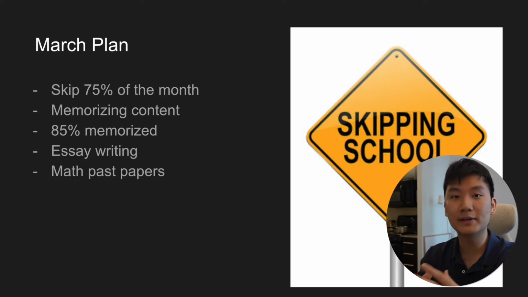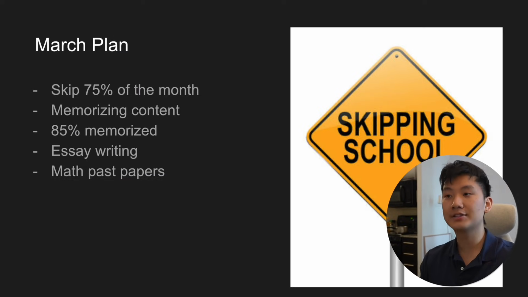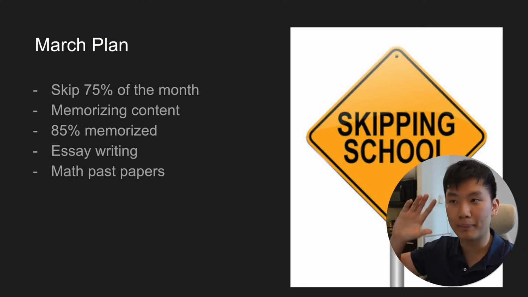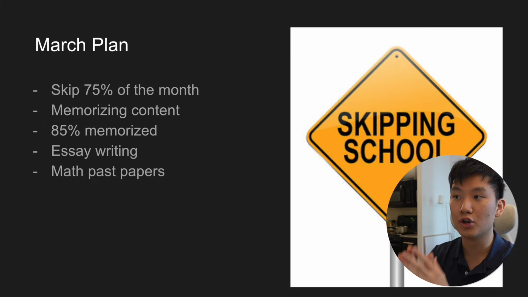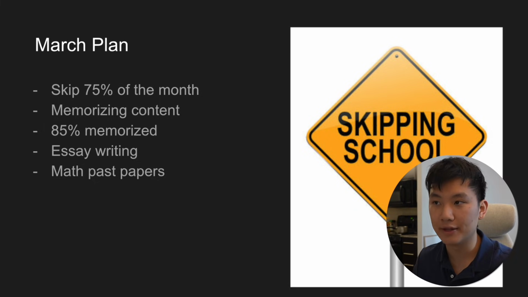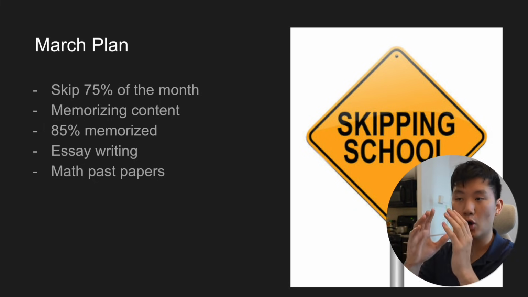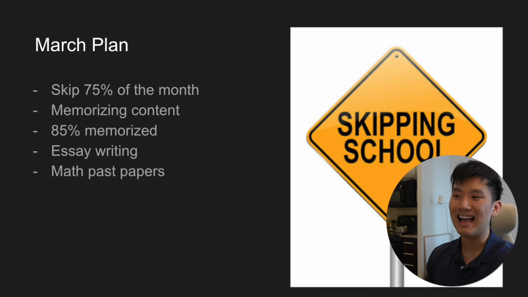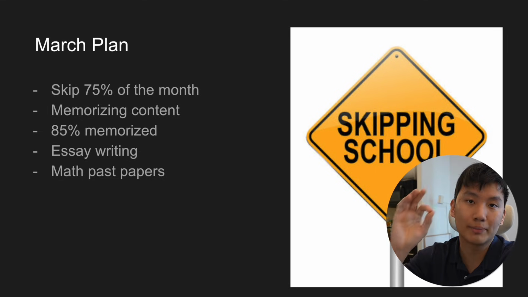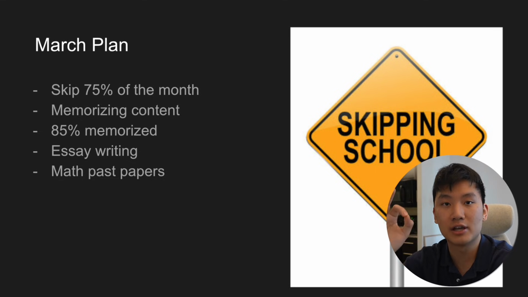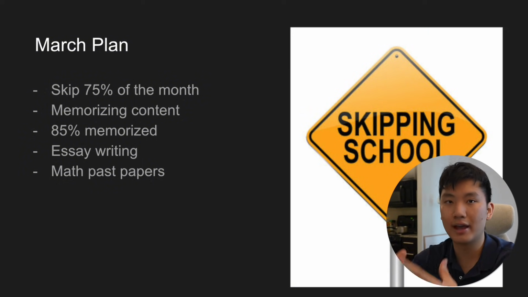For March, you want to be skipping school as much as possible. I skipped 75% of the month to prepare because it is literally not possible to not skip and be able to memorize all the content. Memorization is important because it is the only technique that guarantees full marks, as it is the only technique that guarantees you check all the keywords of the mark scheme. Therefore, by the end of the month, your goal should be to have at least 85% of content memorized. So you have to plan this out in your monthly schedule.